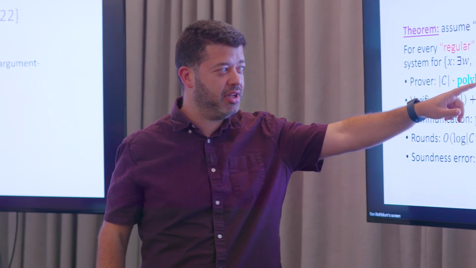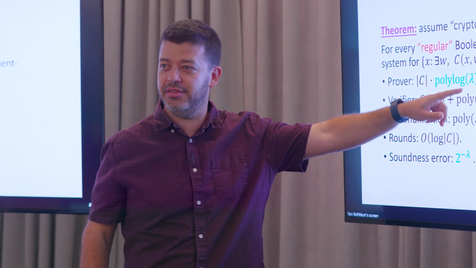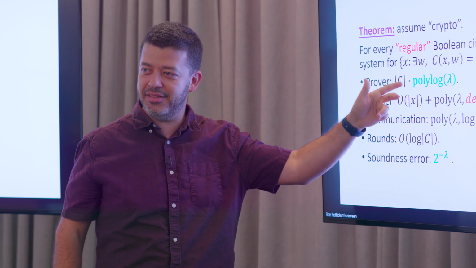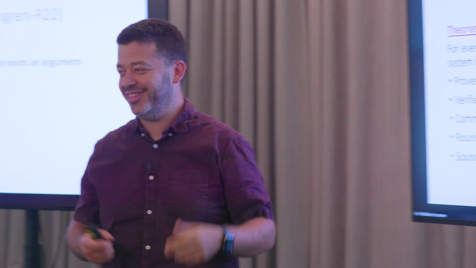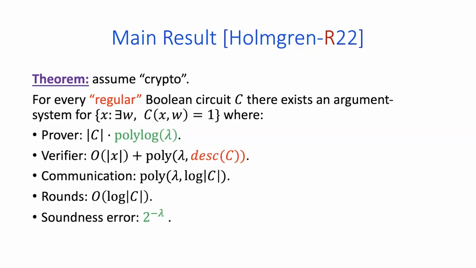Just to remind you, if we're thinking of lambda as being 128, log of that is 7, so poly 7 overhead. Okay, so that's in terms of the prover time. I would love to get rid of this, but it's still a very nice improvement over what you get by naive repetition. So that's the green stuff.